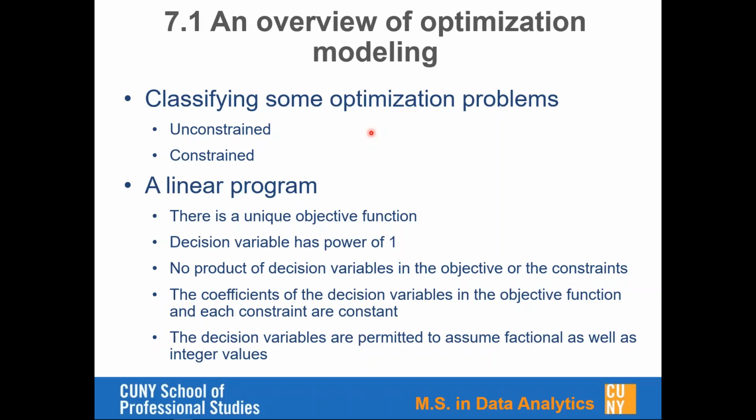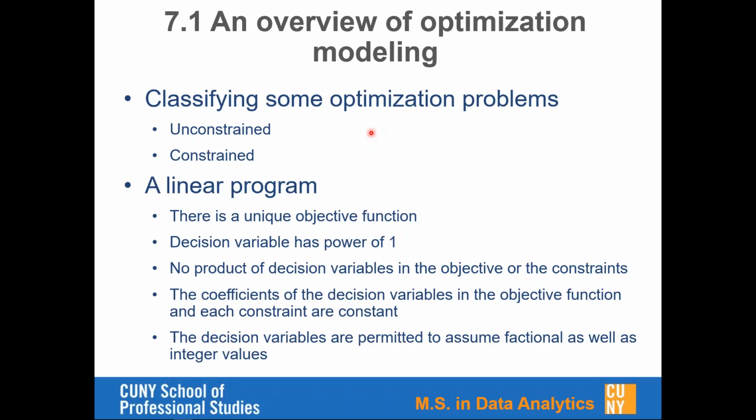With that being said, the third bullet here says no product of decision variables in the objective or the constraints, and the coefficients of the decision variables in the objective function and each constraint are constant. So essentially, 3x1 plus 5x2 equals something, or is larger than or equal to something. And then the decision variables are permitted to assume fractional as well as integer values. In this case, we call it a linear program.